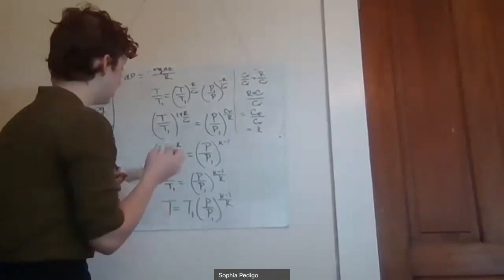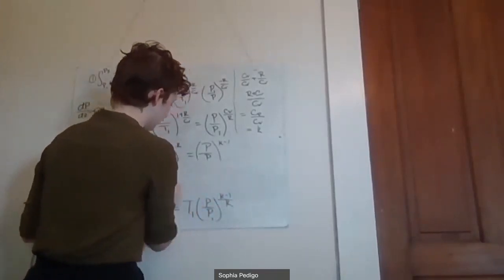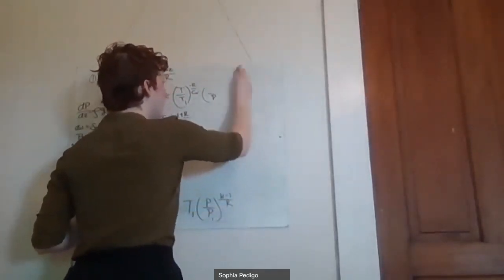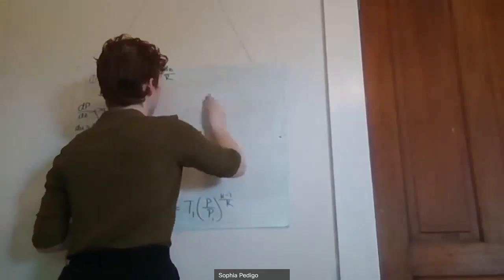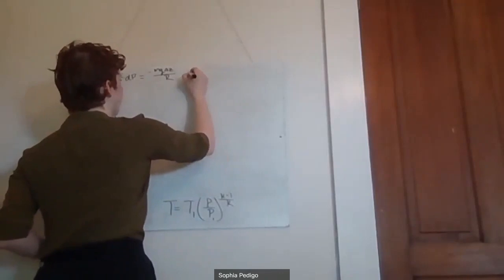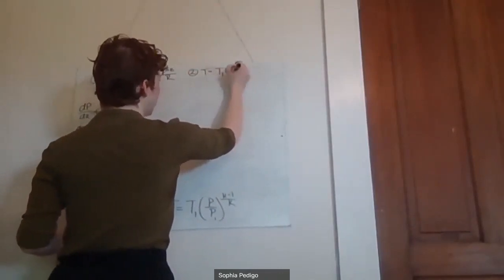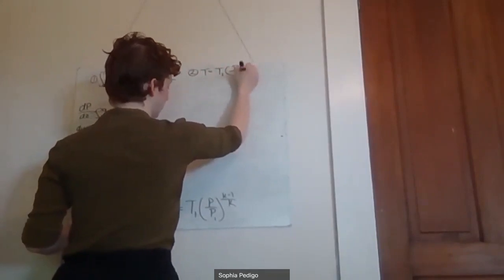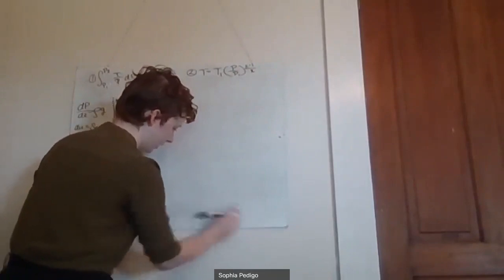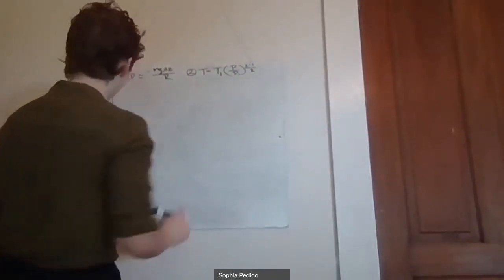In order to do that, I'm going to erase all of this. And before I actually make that substitution, I'm also going to write this equation up here, just so I don't forget it. Equation 2: T equals T1, P over P1 to the K minus 1 over K. Okay. Let's go ahead and substitute this in for our integral and solve.